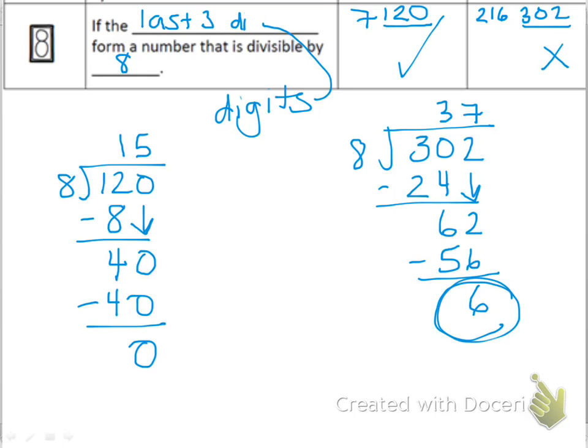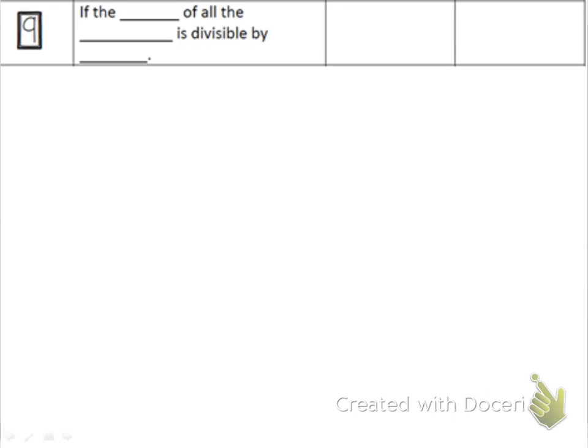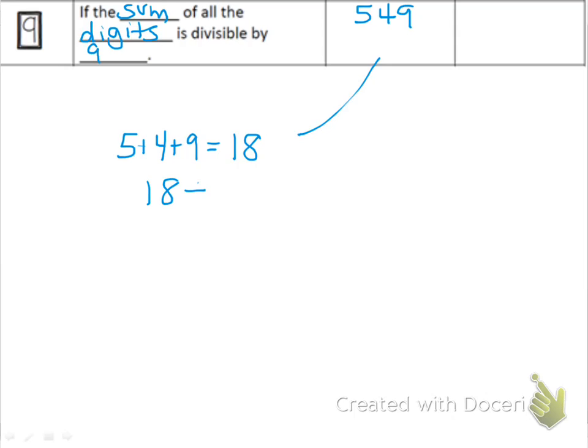All right, let's move on to 9. The rule for 9 should look similar. If the sum of all the digits is divisible by 9. This might remind you of the divisibility rule for 3 because it's very similar. Let's check with 549. 5 plus 4 plus 9. Well, 5 plus 4 is 9, plus 9 is 18. Is 18 divisible by 9? Gives 2, so that means yes, 549 is divisible by 9.